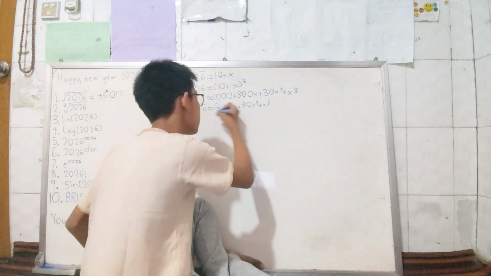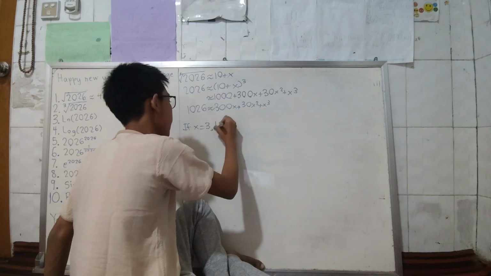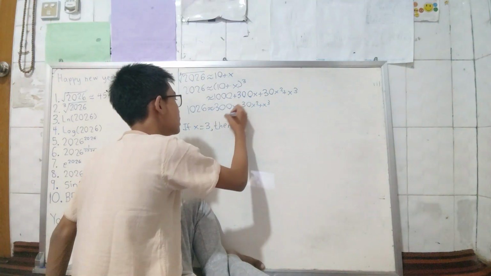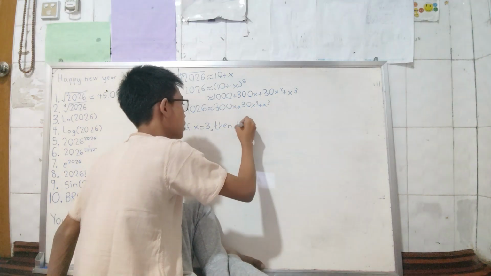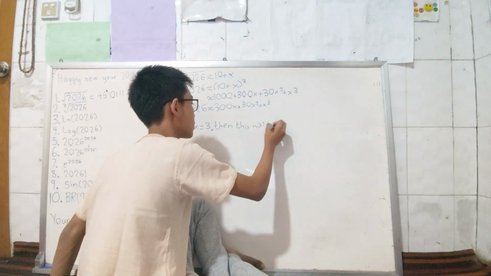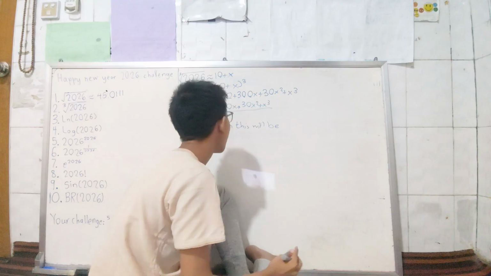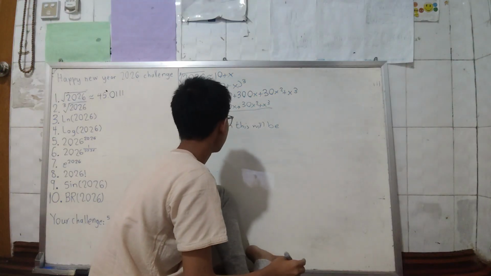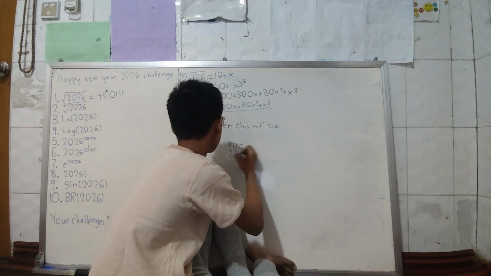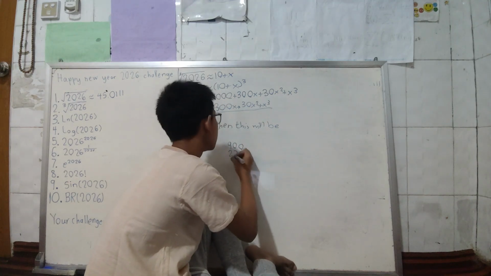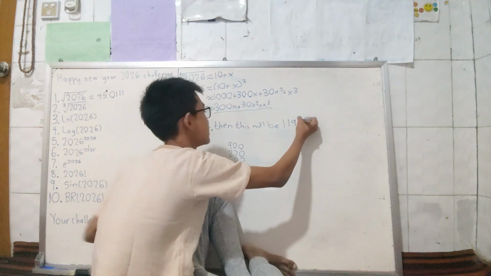Is it 3? Let's check. If x equals 3, then this will be, I'm gonna underline that, this will be 900 plus 3 squared times 30. That's just 9 times 30, so 270. And then 3 cubed is 27. That's gonna be 97, so that's gonna be 1197.